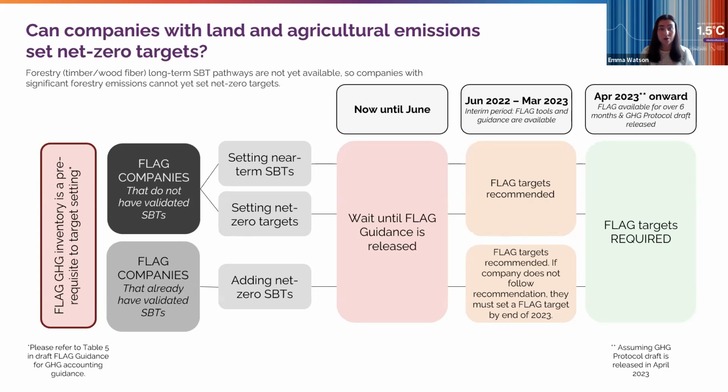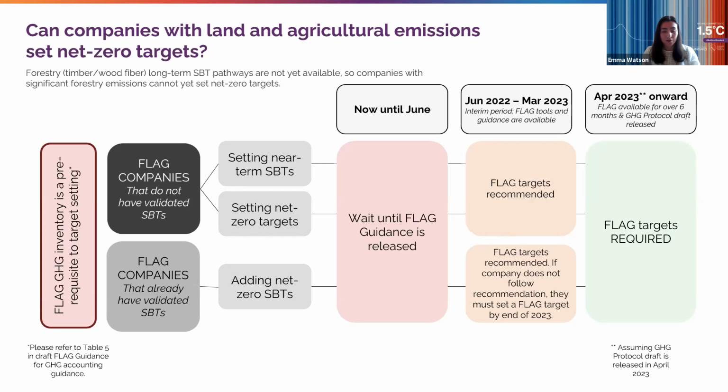If you do not set near-term FLAG targets by, I guess, through June to March, these companies would actually be required to come back to set a FLAG target by the end of 2023. So by waiting for the FLAG guidance to come out, you're actually going to save yourself a lot of time and resource through going through the validation process by setting both the near-term and the long-term targets in one go. After April 2023, all companies would be required to set their FLAG targets, just the same as the companies that didn't have validated SBTs. So hopefully this is helpful for companies that are interested in the forest, land and agricultural sector.